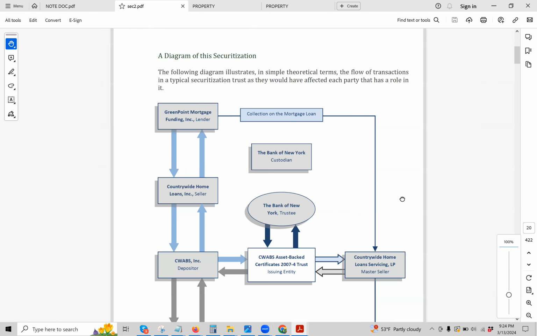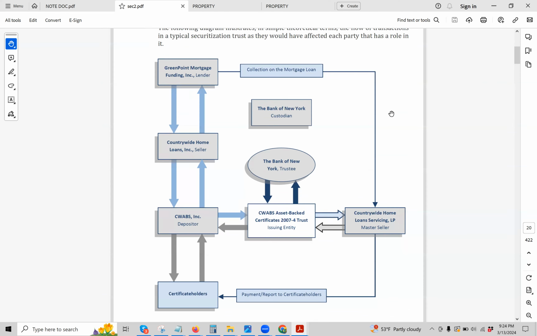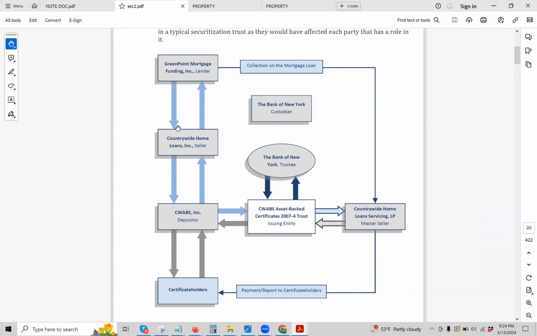And as you can see here, you have the original lender, okay? And you have a seller, okay? And you have a depositor, okay, and the certificate holders. And we've gone over this in the previous modules, okay? And in the middle here, okay, this is basically the securitization trust.